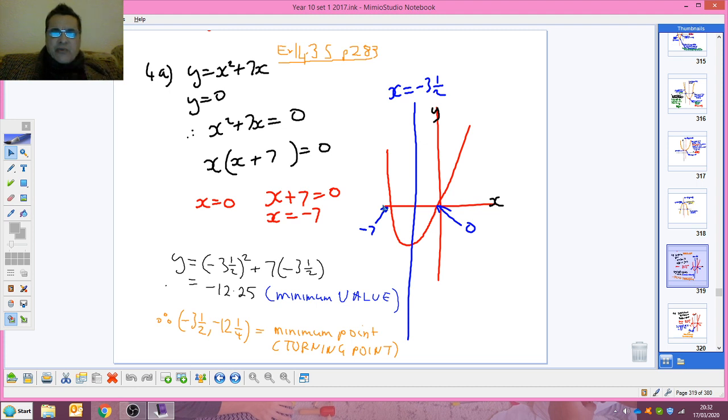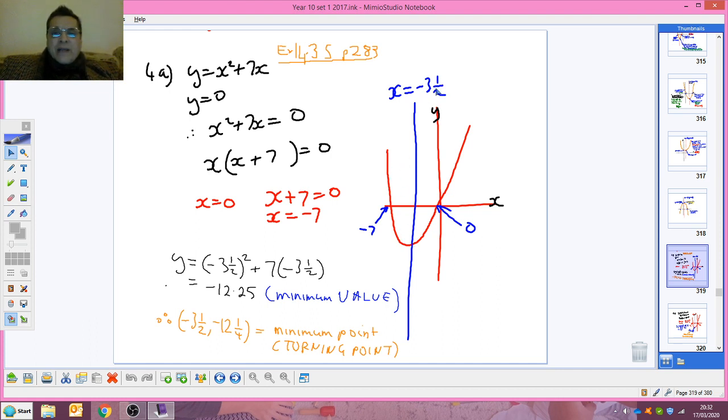Now the line of symmetry between 0 and minus 7 is clearly the line x equals minus 3.5. What you can then do is take this x value of the line of symmetry, because you know it passes through the minimum point just there, because the minimum point is where the turning point is, so we can actually work out that coordinate.